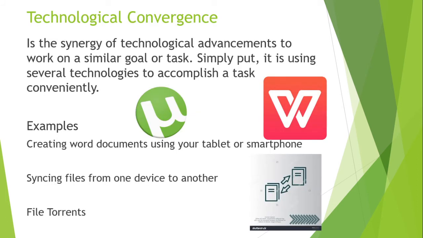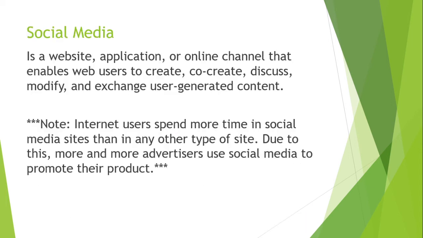So, the technological convergence, it is the synergy of technological advancement to work on a similar goal or task. Simply put, it is using several technologies to accomplish a task conveniently. One good example of this one is creating word documents using your tablets or smartphones, syncing files from one device to another, and the file torrent po. So, that is an example of technological convergence po.